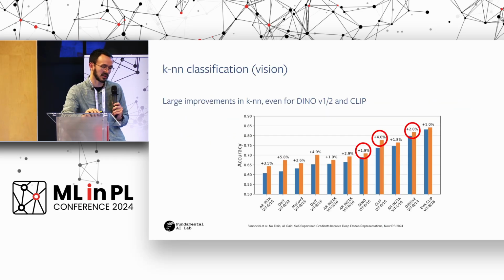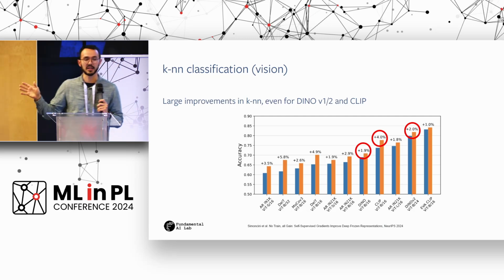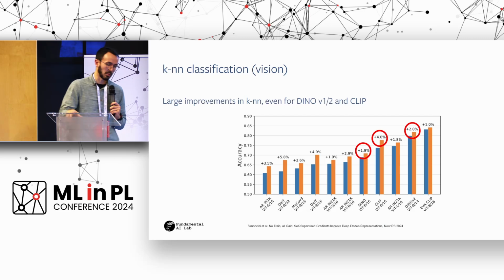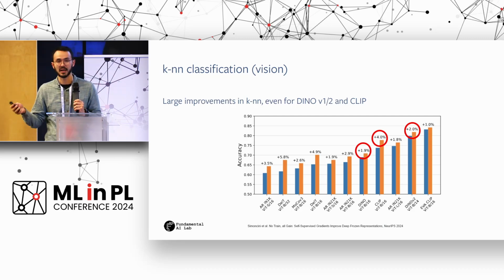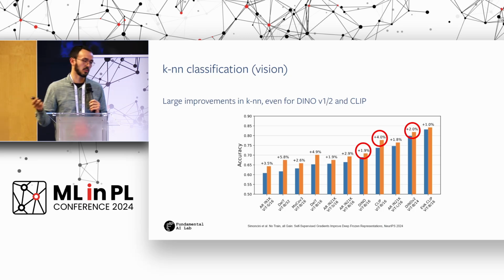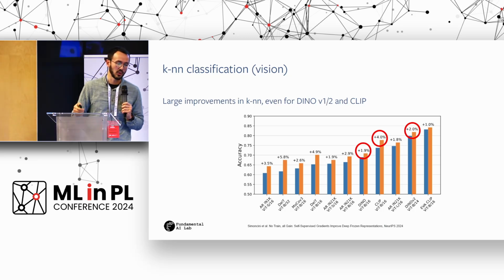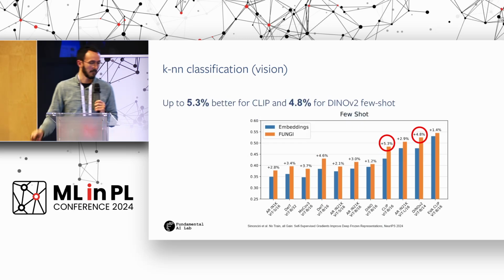So yeah, let's take a look at some of the results. Here we do k-nearest neighbor classification, and the accuracy is shown as an average over 11 data sets. So it's pretty robust, these results. And we can see that we get large improvements for K and N, even for very strong models like Dino V1, Dino V2, or CLIP backbones.